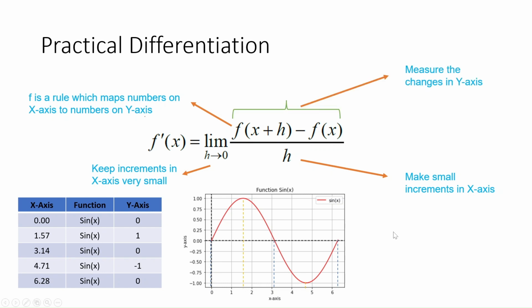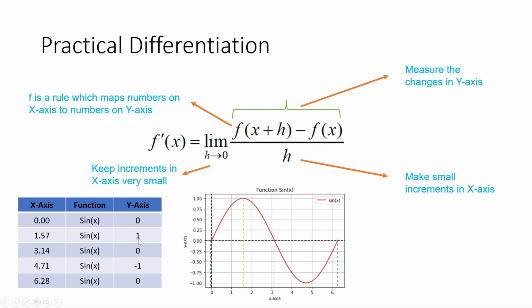Moving further, this numerator is nothing but the change in the y-axis in correspondence with the changes in the x-axis. So we are incrementing the x-axis by a small step, and we are trying to see its effect on the y-axis. For example, here we incremented the x-axis by 1.57, and the y-axis has changed from 0 to 1. So there's a delta change in the y-axis of 1.